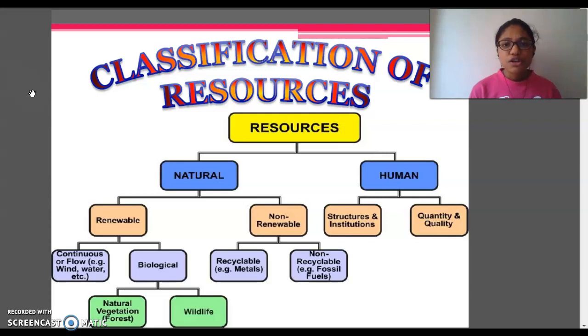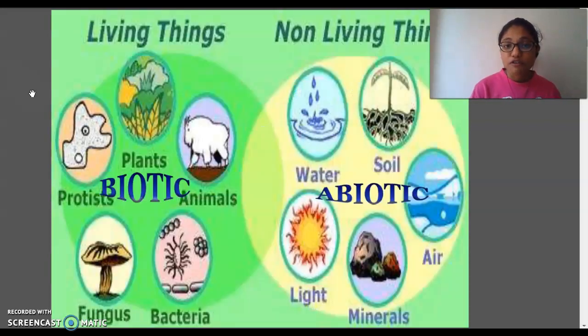So now let's move on to the classification of resources. Resources are classified on the basis of a lot of parameters, of which we'll be studying 4. The first one is on the basis of origin. The first is biotic and the second is abiotic.